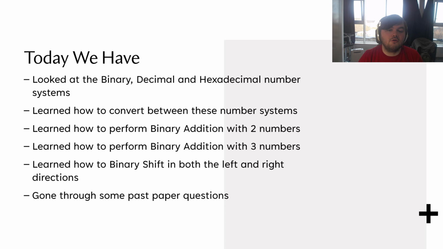So in this video, we've covered the following topics: an introduction into the binary, decimal, and hexadecimal number systems, converting between these number systems, the fundamental units of binary used within computers, such as bits and bytes, the SI units for bytes, kilobytes, megabytes, and so on, binary addition for 2 numbers, binary addition for 3 binary numbers, and binary shifting in left and right directions. We've also looked at and gone through a few exam paper questions on these topics.